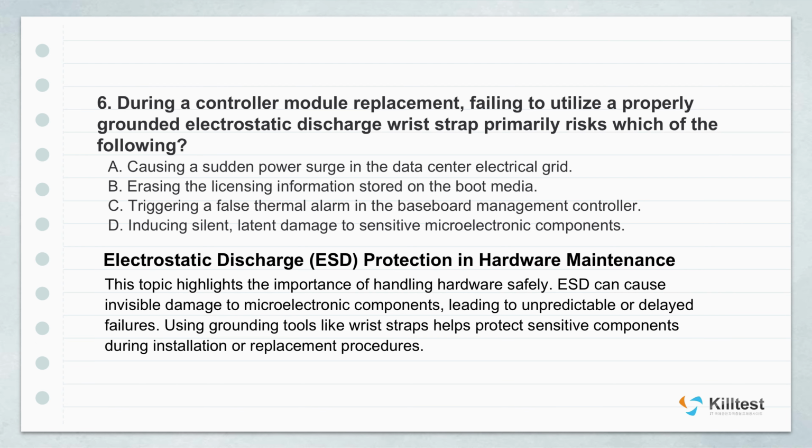During a controller module replacement, failing to utilize a properly grounded electrostatic discharge wrist strap primarily risks which of the following? A, causing a sudden power surge in the data center electrical grid, or B, erasing the licensing information stored on the boot media, and C, triggering a false thermal alarm in the baseboard management controller, or D, inducing silent latent damage to sensitive microelectronic components. The answer is D.